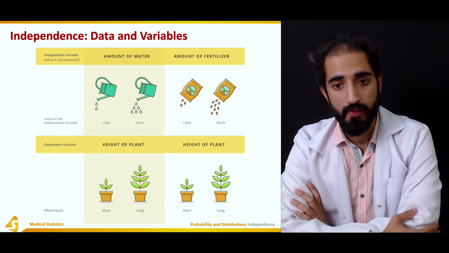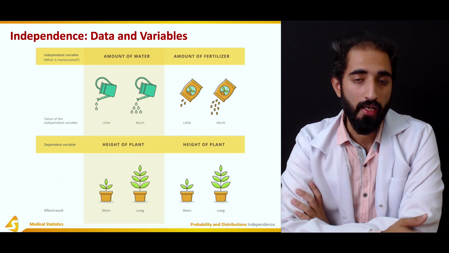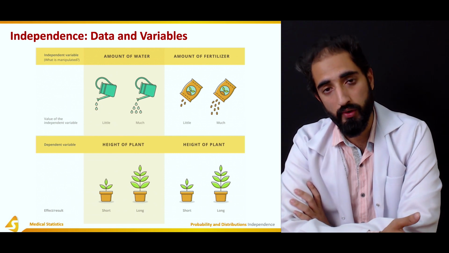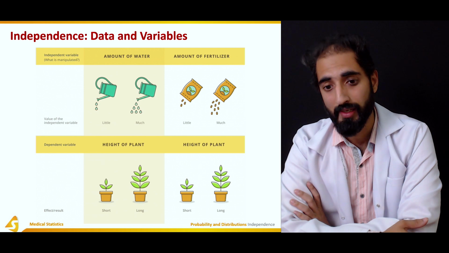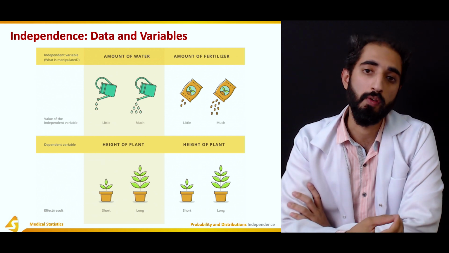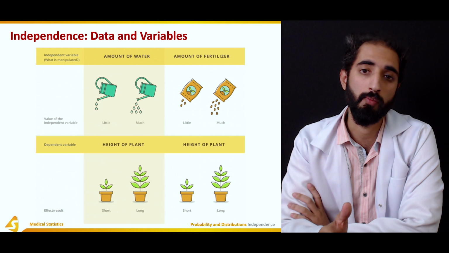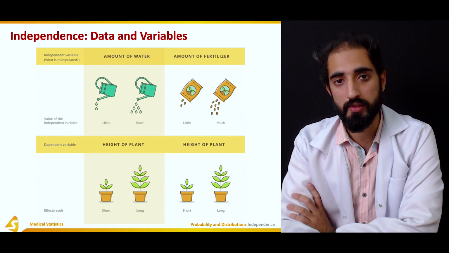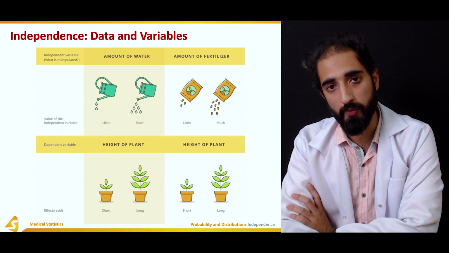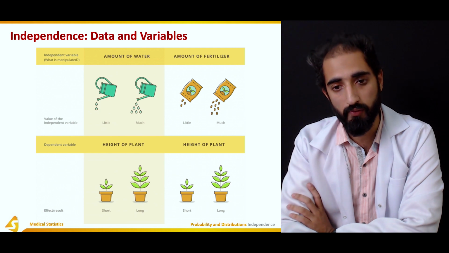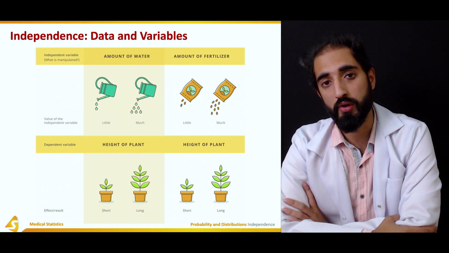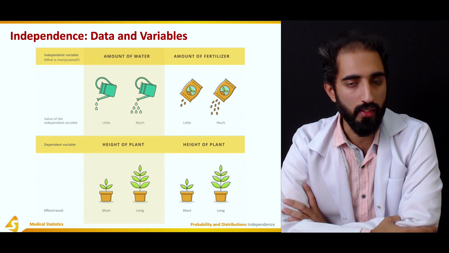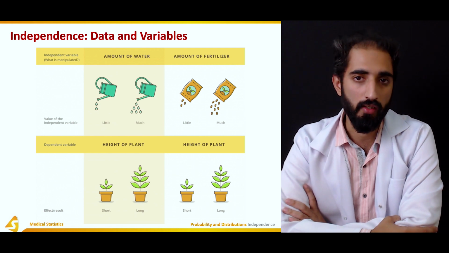and the plant that receives the greater amount of water would have a greater height. Similarly, fertilizer is an independent variable, so the amount of fertilizer that we use is independent, but the amount of fertilizer that we use will have an effect on the height of the plant. The greater the amount of fertilizer is used, the greater would be the height of the plant. So the height of the plant is the dependent variable, whereas the amount of water given to the plant or the amount of fertilizer given to the plant is an independent variable.